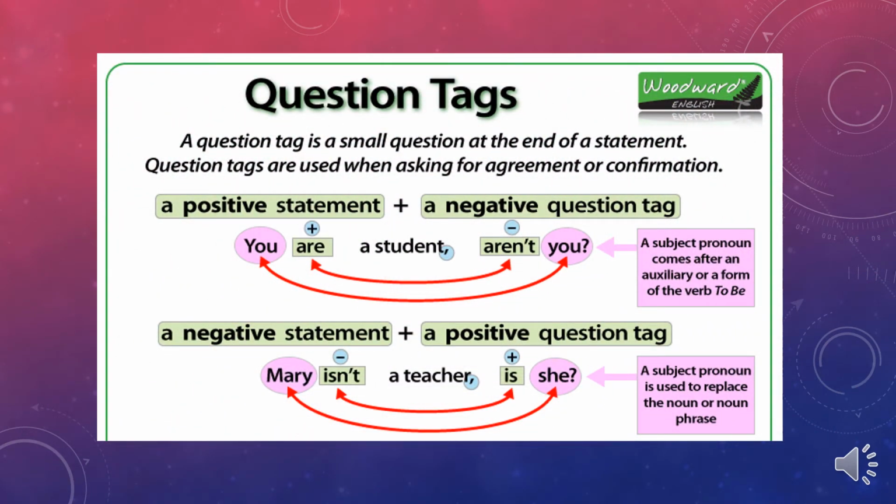What are question tags? Let's read the definition. A question tag is a small question at the end of a statement. Question tags are used when asking for agreement or confirmation.